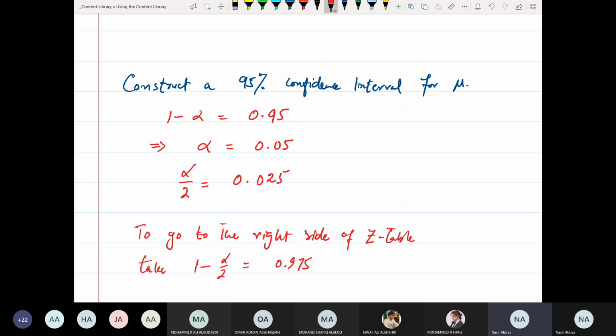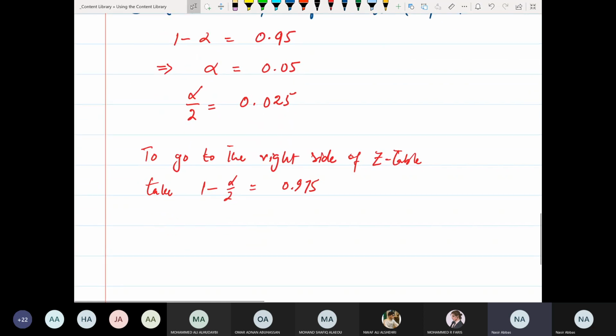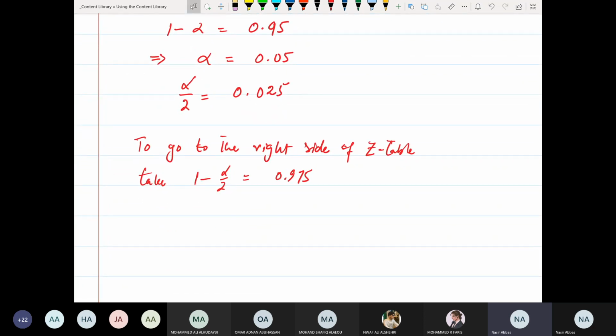A quick comment here, even if you don't take 1 minus alpha by 2, the confidence interval will not be wrong. It will still be the same. We just go to the positive side so that a plus or minus is not disturbed. Even if you take alpha by 2, you'll get the same value in negative. Minus will become plus, plus will become minus, so the confidence interval will be the same. It will not make a difference. This is just for going to the positive side so that the plus remains plus and minus remains minus.